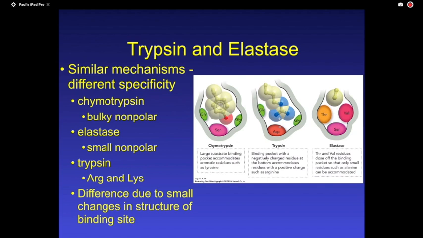Elastase will break on the carboxy side of small nonpolars. And so there's not a lot of room, but it is hydrophobic, so it has to be small nonpolars. Trypsin breaks on the carboxy side of arginine and lysine. And so if you have a combination of all of these and you have proteins, they'll chop them all up.